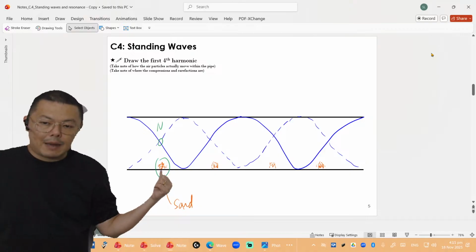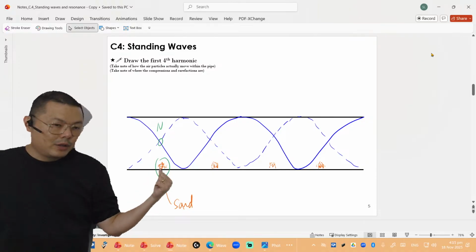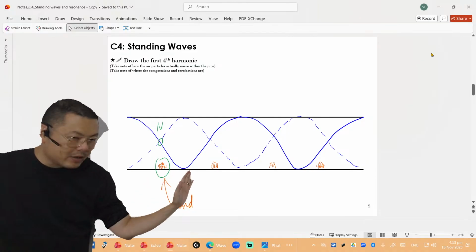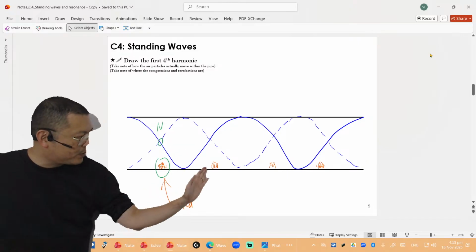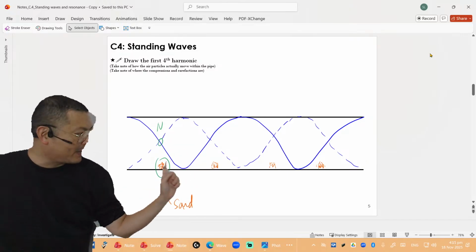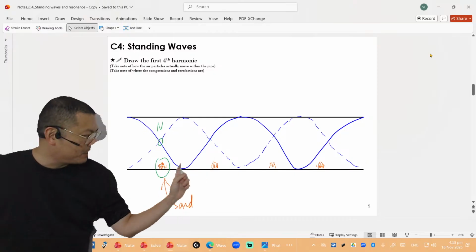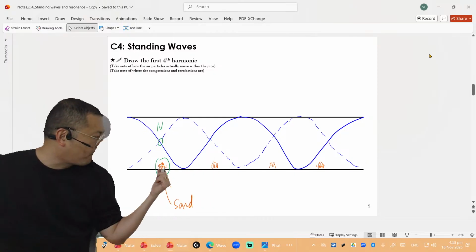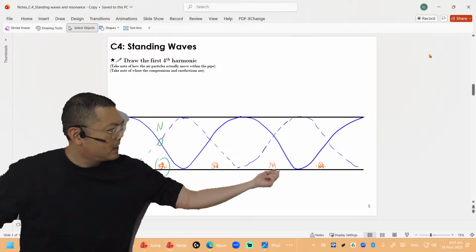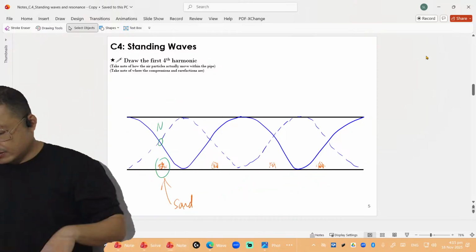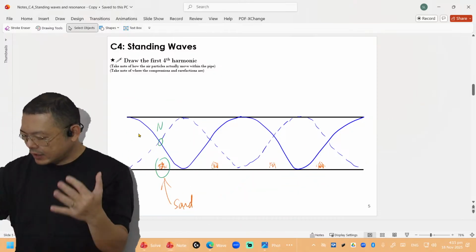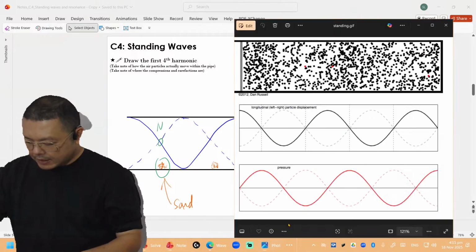Because at the nodes, the air particles are not moving. So if there was sand on the side here, the air particles would have swept the sand side to side. The air particles oscillate back and forth, and they will sweep the sand side to side, and then it will just form piles at the nodes. So basically the sand forms the piles at the nodes because the air particles are not moving there.